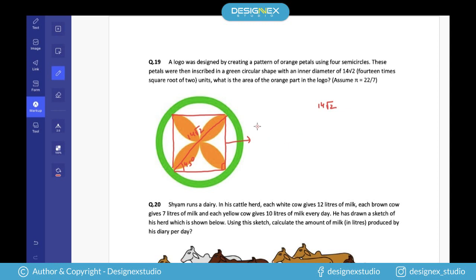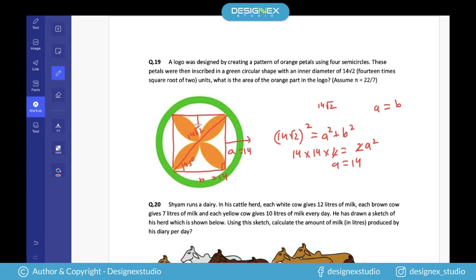How much will that be? Or you can just use the Pythagoras theorem. So 14 under root 2 whole square is equal to, if I take this as a and this as b, a square plus b square. But a equals b in this image. So you can calculate readily: 14 into 2 is equal to twice of a square. So a would be 14. So this side is 14, this side is also 14.